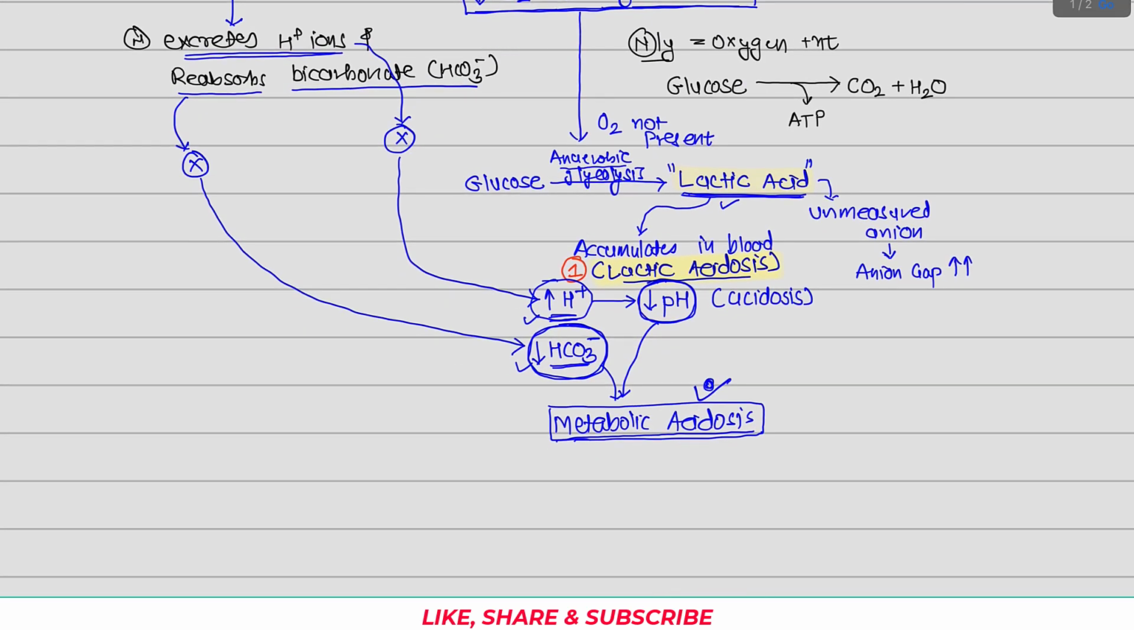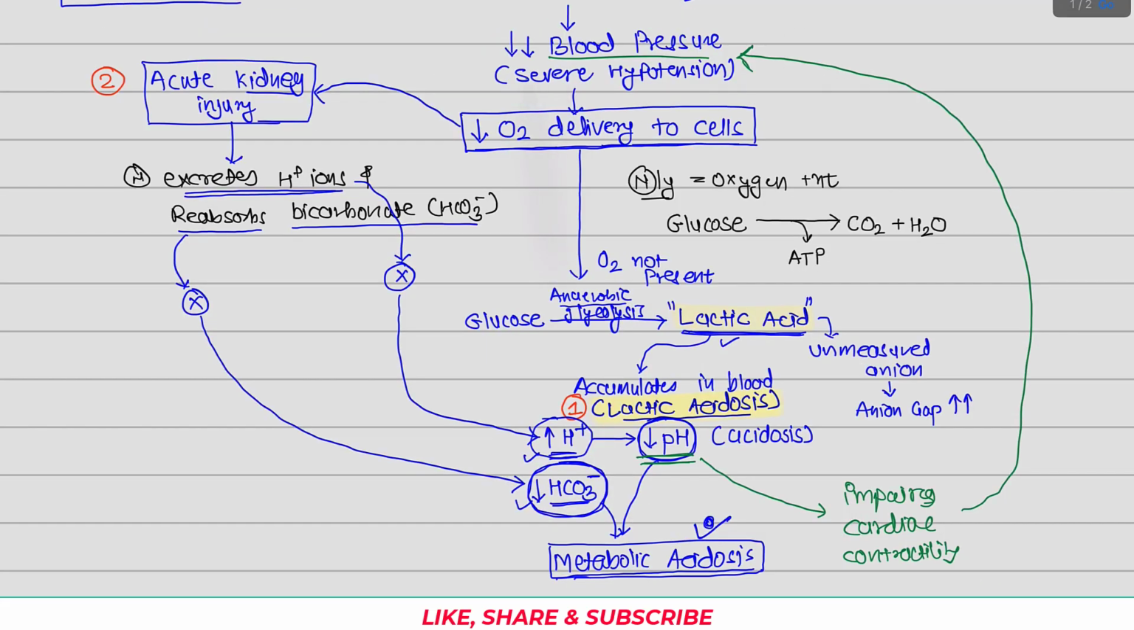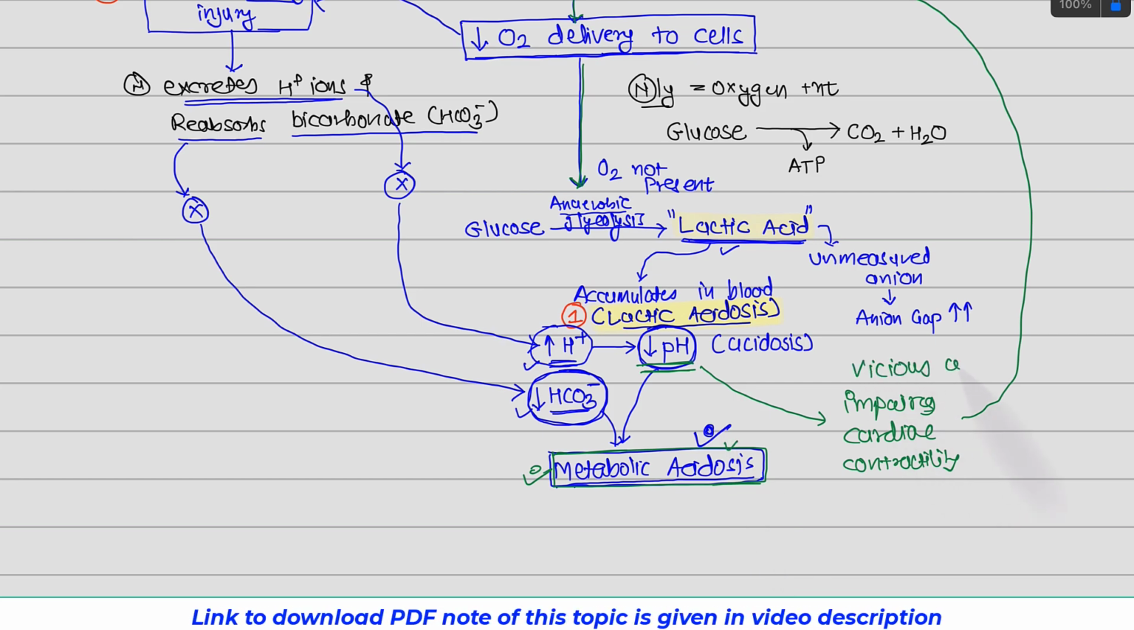Now comes a dangerous part. When blood pH drops, it impairs cardiac contractility, meaning the heart cannot pump. Right? So there is further decrease in blood pressure. And we know what happens when blood pressure drops. It leads to metabolic acidosis. So metabolic acidosis creates this vicious cycle that makes septic shock even worse.